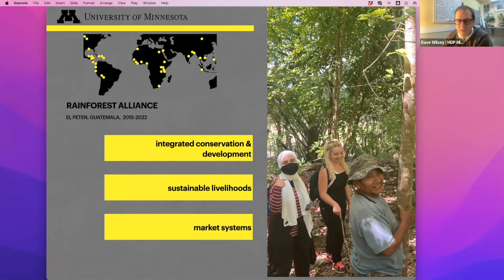So one of the longest running relationships that we've had is with Rainforest Alliance, and we've had projects with Rainforest Alliance in Guatemala primarily, but also in Ecuador and Indonesia. Most of them focus on this idea of integrated conservation and development and on some aspect of sustainable livelihoods. And typically they work through a market-based approach where we're looking at value chain analysis, market research, and developing markets for products that are sustainable for forest-based communities.